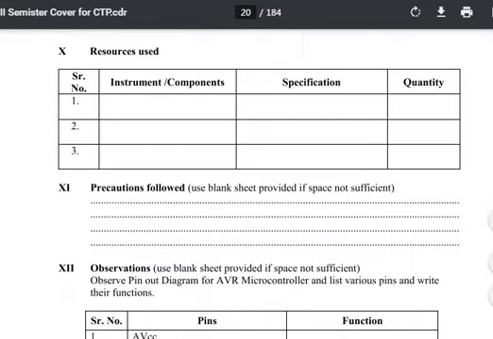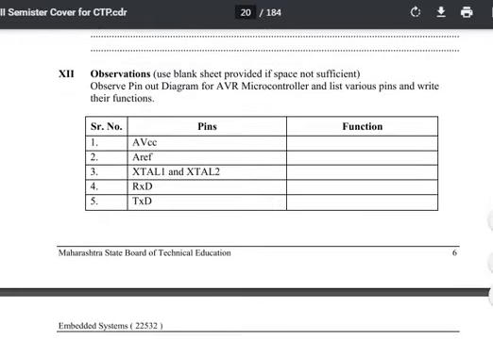Okay, from this experiment, we conclude that AVCC, the analog supply pin, has plus 5 volts applied to the A to D converter. The AREF reference voltage is also applied to the A to D converter. The XTAL1 and XTAL2 pins are used for the AVR microcontroller's clock. The RxD and TxD pins are used for receiving data serially and transmitting data serially. This is about the AVR microcontroller.